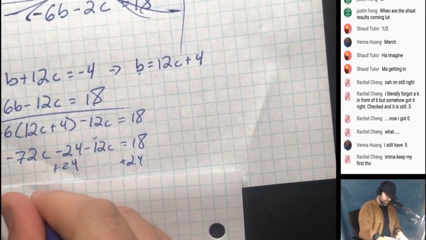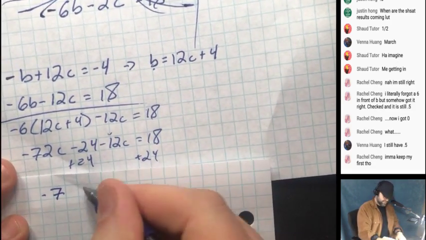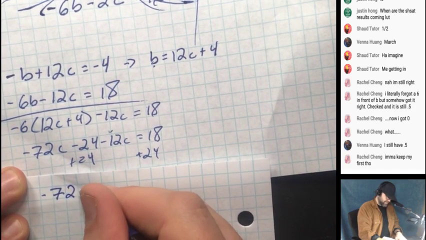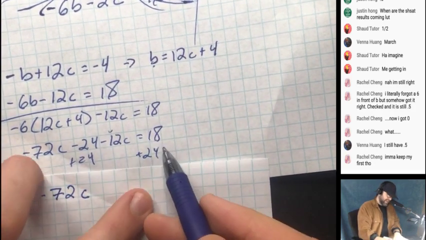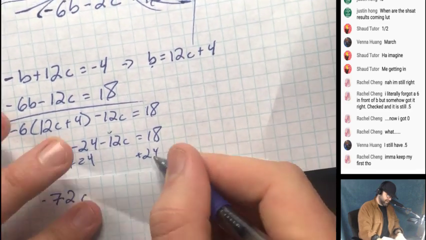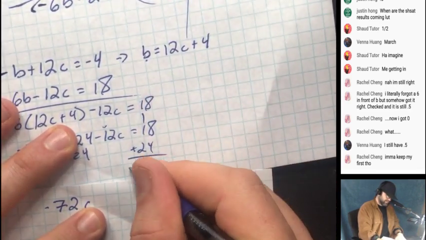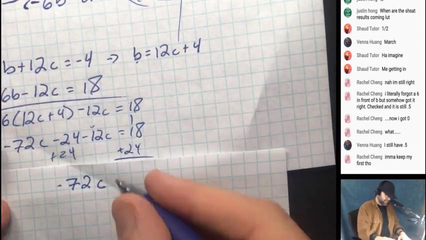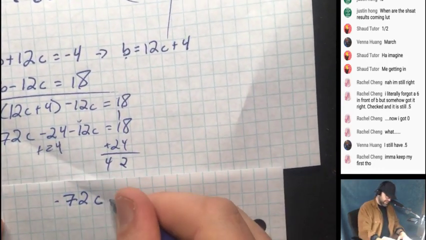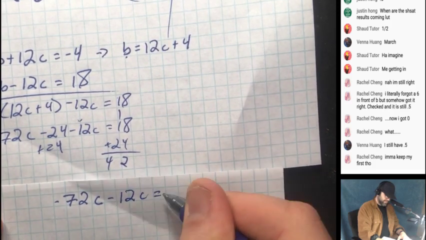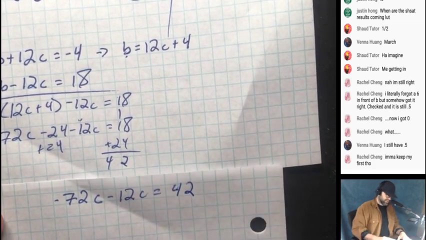So negative 72, let me just rewrite this. Negative 72C, 18 plus 24, we all know that, obviously, is 42. So negative 72C minus 12C equals positive 42. That's kind of where we're at with it.